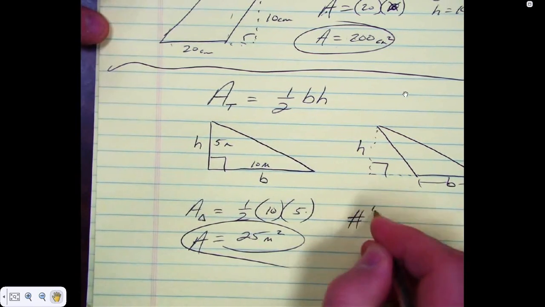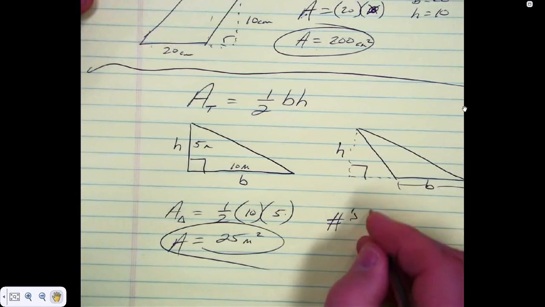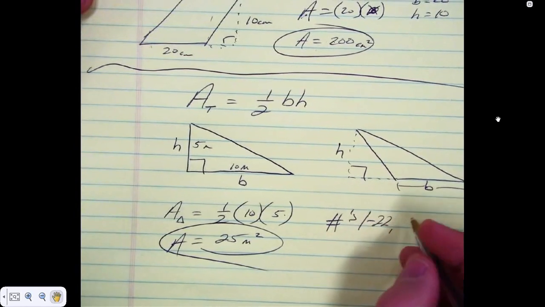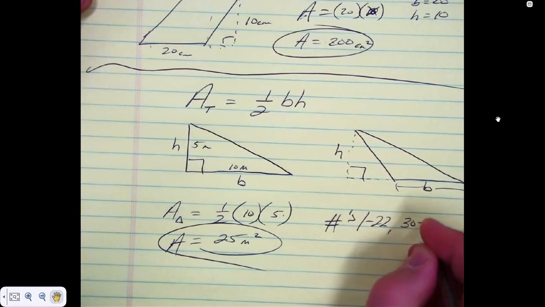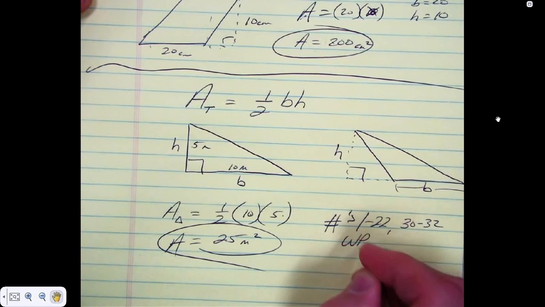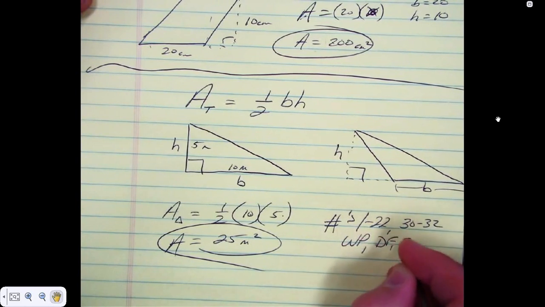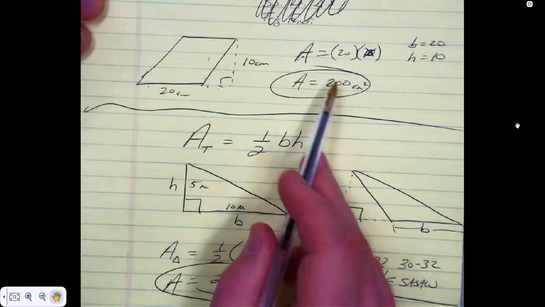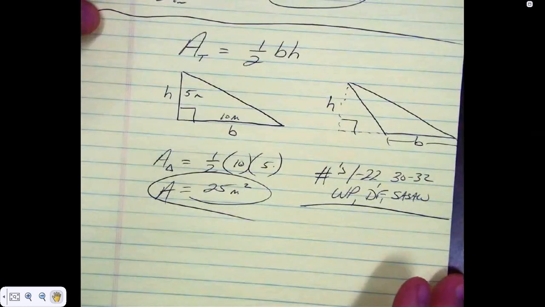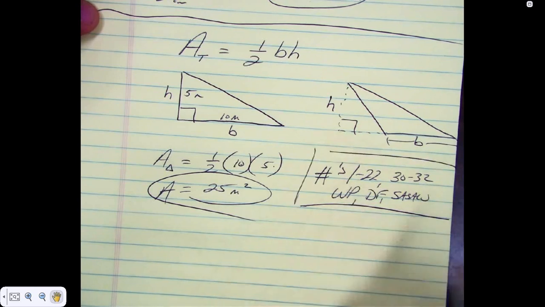Your assignment: numbers 1 through 22, 30 through 32. Very important. Write problems, draw figures, and show all steps in work. Yes, I know you could do that in your head. I have no doubt of that. But it also takes a whole 5 seconds to write down. That is what I mean by show all steps in work.